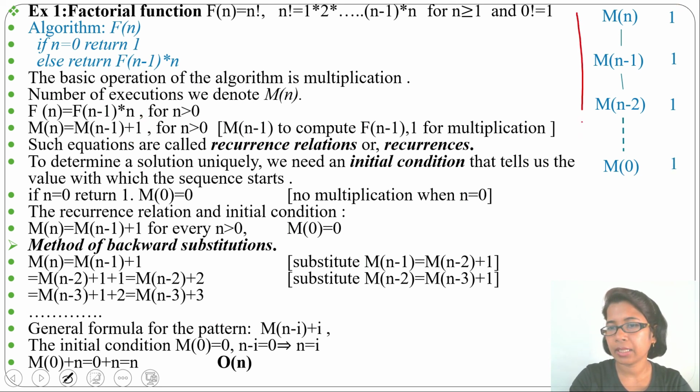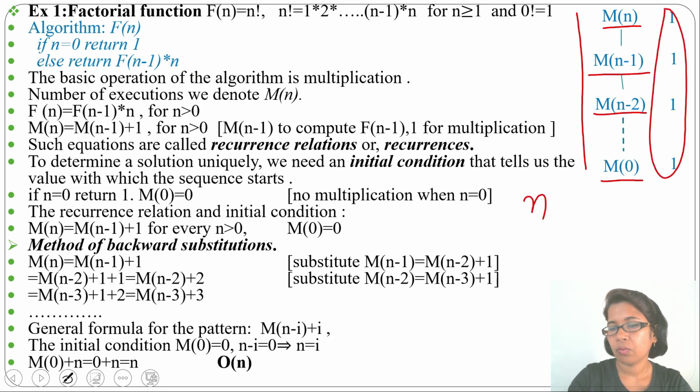Next we need to check the height. Initially it is m of n minus 1, m of n minus 2, m of n minus 3, like this it is going to m of 0. Every time it is decreasing by 1, so the height will be n. Next we will add this: 1 plus 1 plus 1, up to n times. This is n. So you can say running time is big O of n or theta of n.